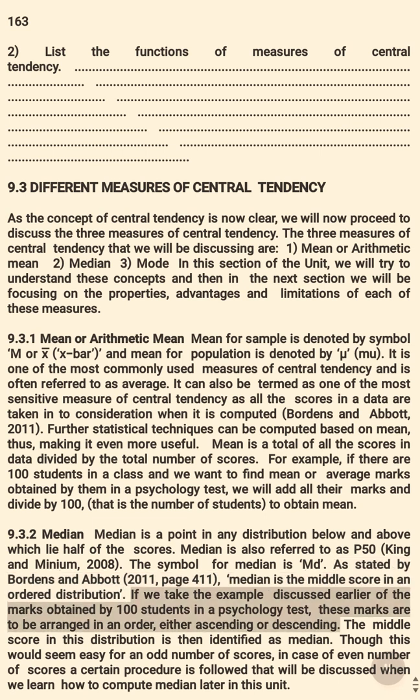If we take the example discussed earlier of the marks obtained by 100 students in a psychology test, these marks are to be arranged in an order, either ascending or descending. The middle score in this distribution is then identified as median. Though this would seem easy for an odd number of scores, in case of an even number of scores a certain procedure is followed that will be discussed when we learn how to compute median later in this unit.